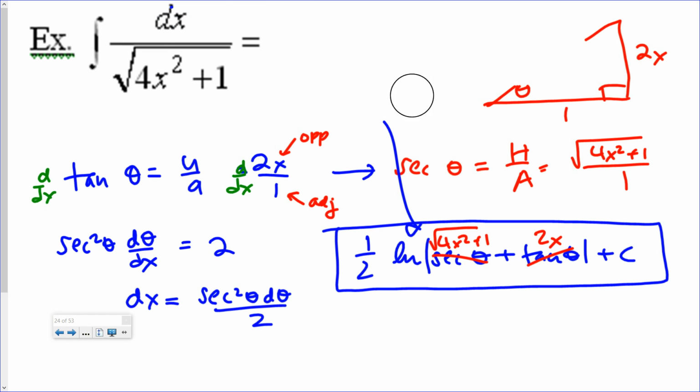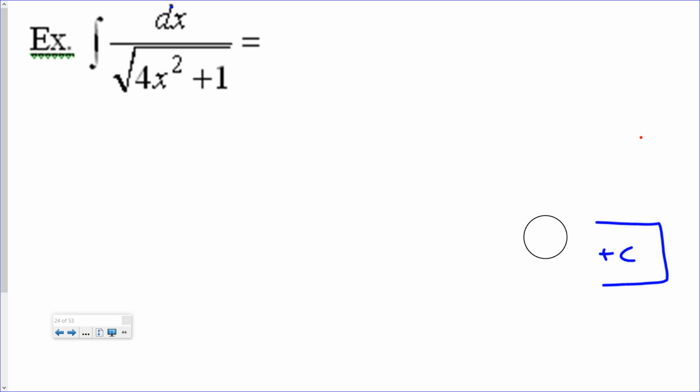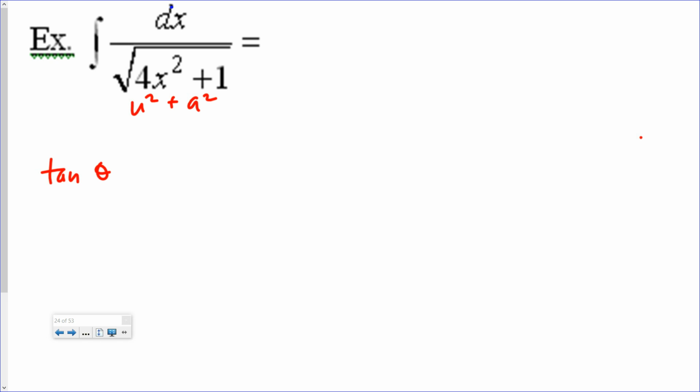Here it is. The first thing you want to do is recognize it. What kind of problem is it? Is it a sine problem, a tangent problem, or a secant problem? Tan, and the tan is the only one with the plus sign. So this is u squared plus a squared, a tangent problem. The first thing you do is write tangent theta equals u over a. You always write that. If you forget to write the u over a, you're going to be stuck for the whole problem.